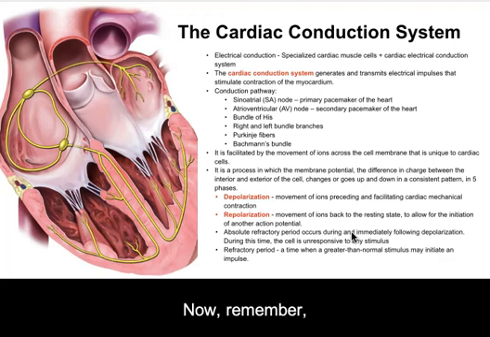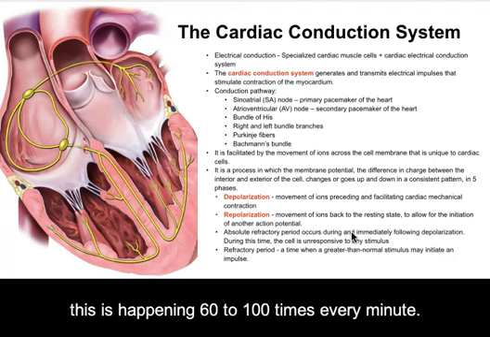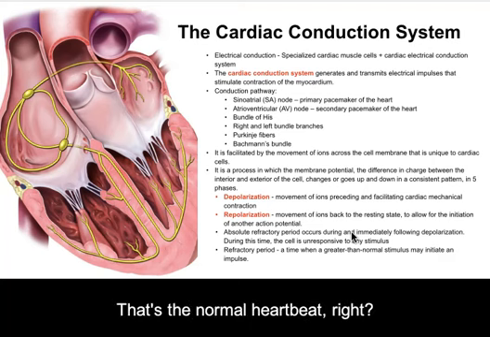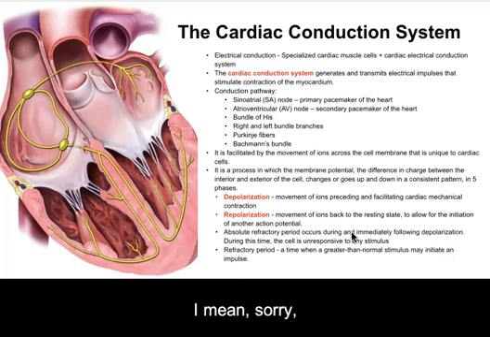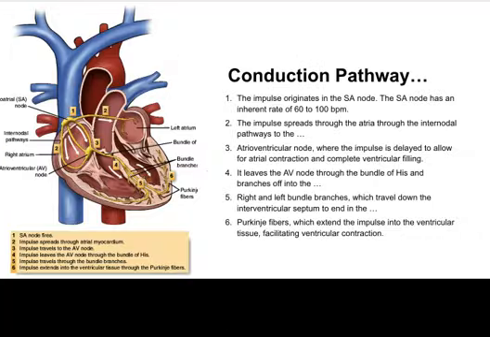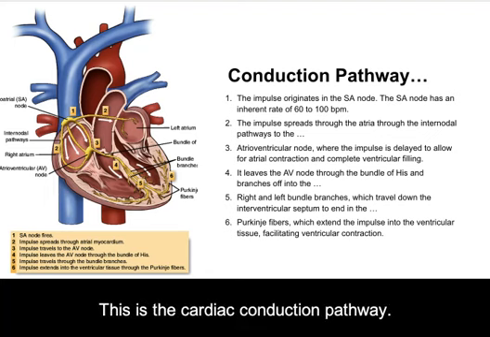Now remember, this is happening 60 to 100 times every minute. That's the normal heartbeat. Right? So imagine how fast this is happening, how hard the heart is working every minute to perfuse your body. This is the cardiac conduction pathway.